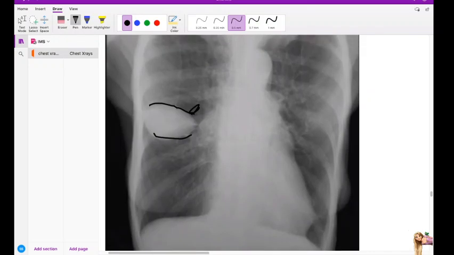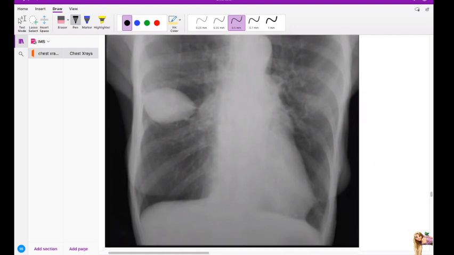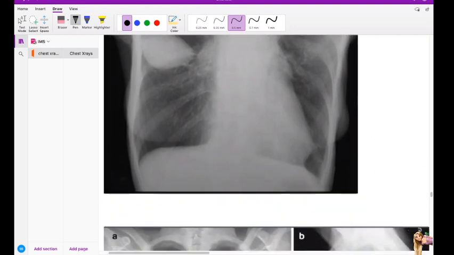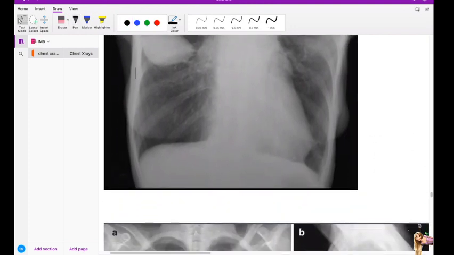This is the horizontal fissure of the right lung. So this is actually a pleural effusion within the fissure. That's why it looks like that. It looks like a tumor, but it's not really a tumor. So it's a phantom tumor.